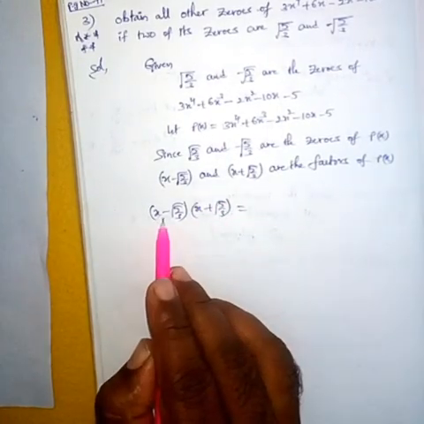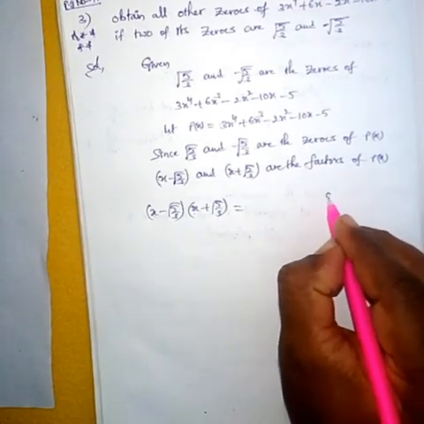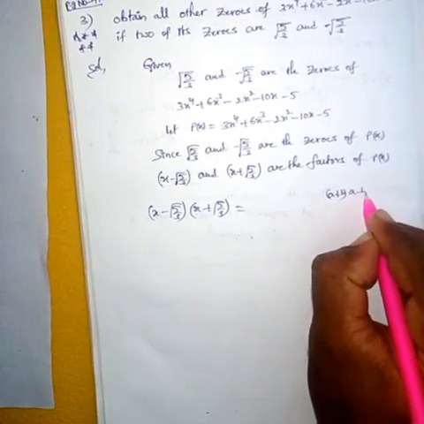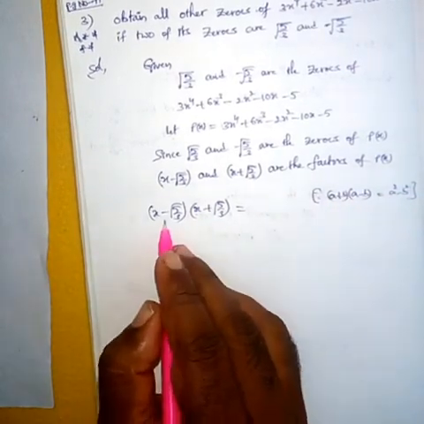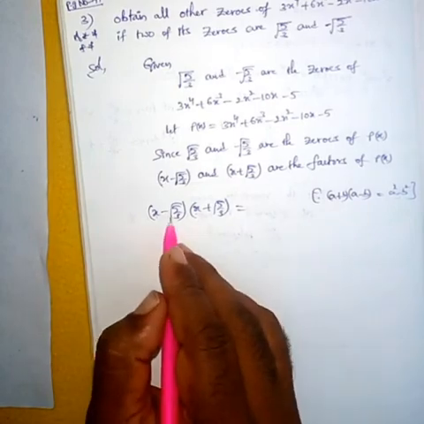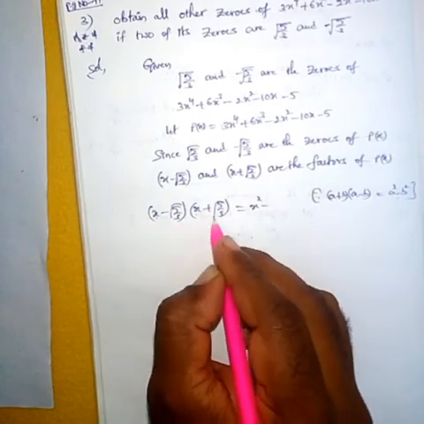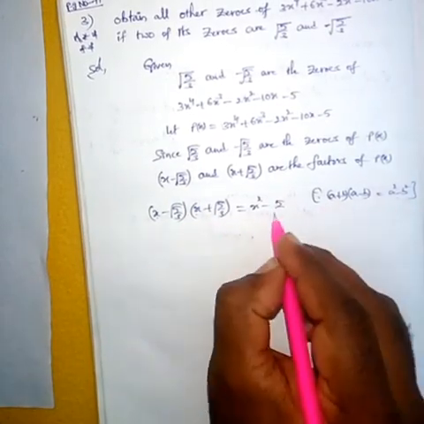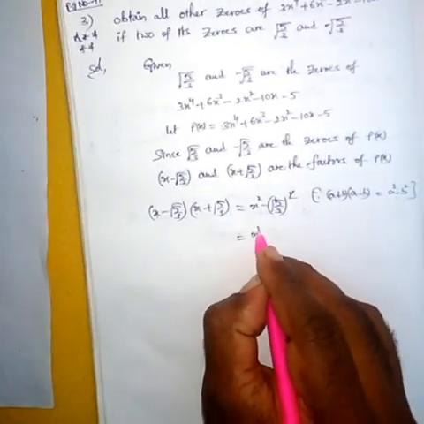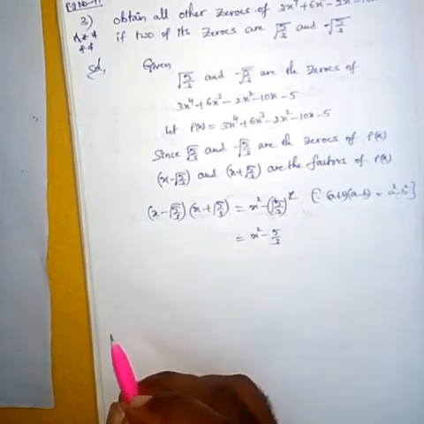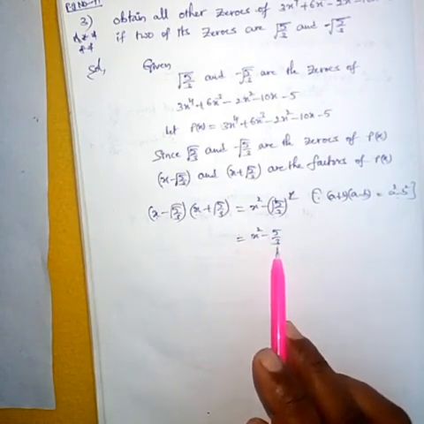Here these are in the form of a plus b into a minus b. So the formula is a square minus b square. So let me write here, a plus b into a minus b, the answer will be a square minus b square. Here a means x, that means x square, minus b square, where b is root 5 by 3, so root 5 by 3 whole square. Here square and root get cancelled, so the result is x square minus 5 by 3. From these two factors we can get a polynomial, that is x square minus 5 by 3.